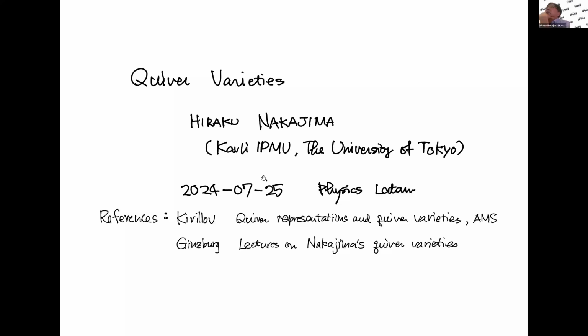I present these two references. One is by Kirillov. This is about quiver representations and quiver varieties, published by the AMS. And I also recommend Ginzburg's lecture notes on quiver varieties. Of course, the original paper is also a reference. Okay, let me start with the definition.